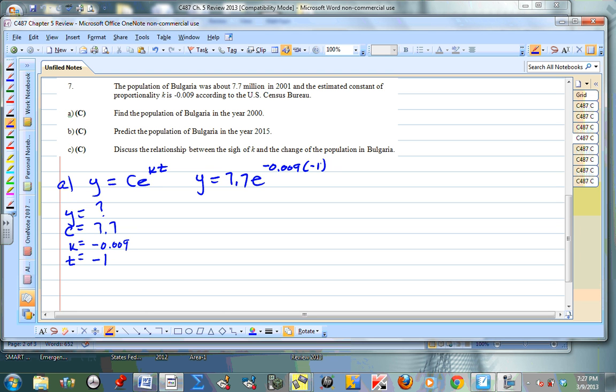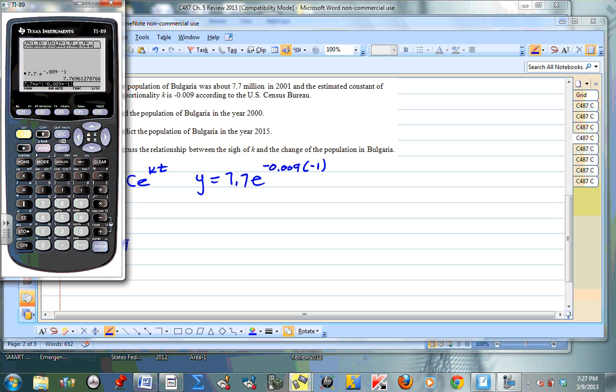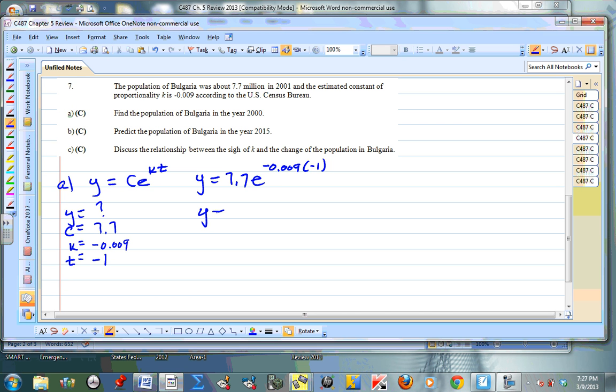Now keep in mind, if this population is decreasing, then in 2000 there should be more people than there were in 2001. So expect to see a number a little bigger than 7.7. Let's see what we get. You can see we get about 7.7696. If we round to 3 decimal places, we're going to have to round up. So y is about 7.770.